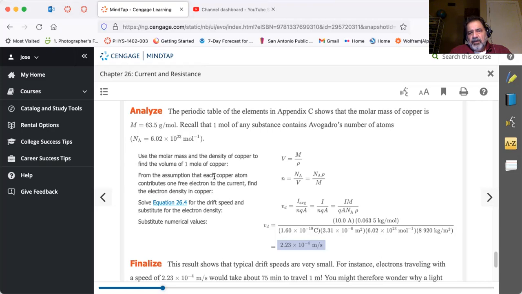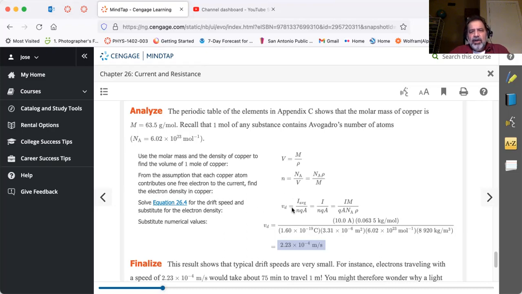The density is equal to mass divided by the volume. So you solve for the volume, you get mass divided by the density. And from the assumption that each copper atom contributes 1 free electron to the current, find the electron density in copper. And that's what I want to get to. N equals Avogadro's number divided by the volume. If the volume is equal to molar mass over density, then if you divide by the volume, it's the density divided by the molar mass, and that's the equation that I use.